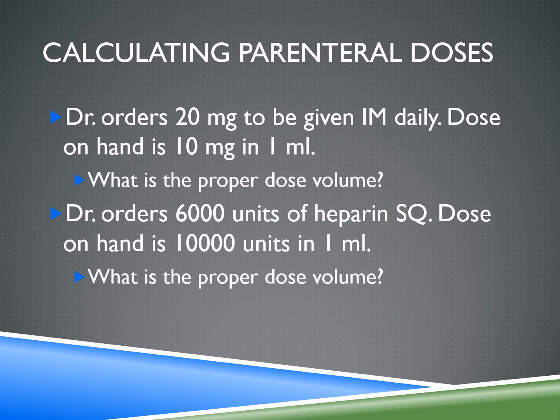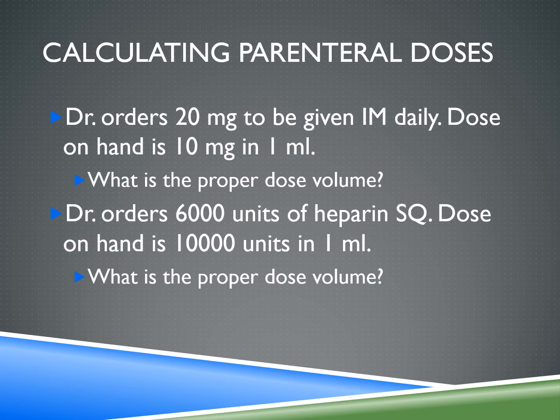When you are trying to calculate how much medication to give someone parenterally, you're always going to be looking for an answer that's going to be in volume or milliliters, because that's what you would draw up in the syringe. So I have two questions here. The first is the doctor orders 20 milligrams and your dose on hand is 10 mg per mil. I know that one will be pretty easy. And then you have another one here of heparin.